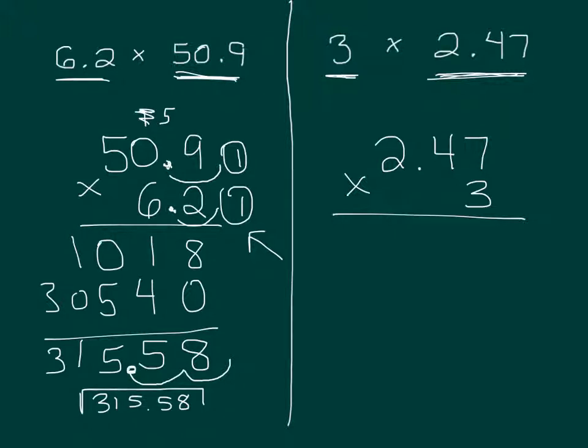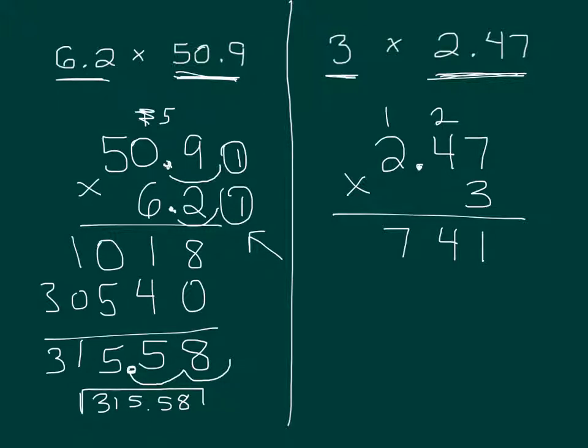So now let's go back to my problem. So my decimal points aren't lined up, but that's okay. I have the number with the most digits on top. And now I'm just going to multiply like normal. So 3 times 7 is 21, and 3 times 4 is 12, plus 2 is 14, 3 times 2 is 6, plus 1 is 7.